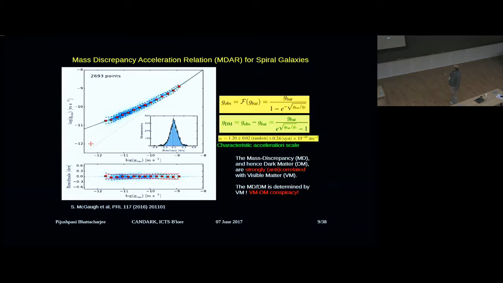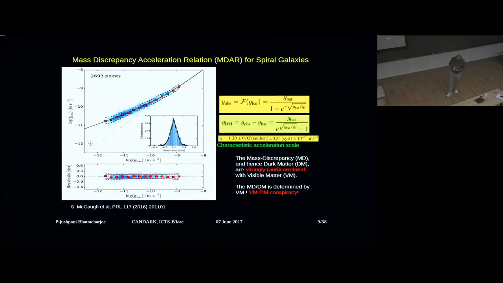The scatter, they say, is very small. In this relation, there is a characteristic acceleration scale in the problem, about 1.2 times 10 to the minus 10 meters per second squared. That is the acceleration scale where there is a departure between the observed and the baryonic acceleration. So the mass discrepancy, hence dark matter, is strongly anti-correlated with visible matter. That is, where visible matter is more, you don't need too much dark matter. But where visible matter has fallen to a very negligible level, dark matter has risen, in such a way that the rotation curve is essentially kept flat.